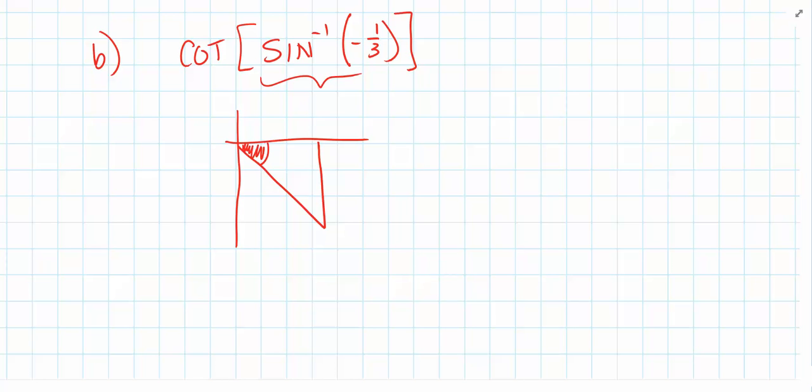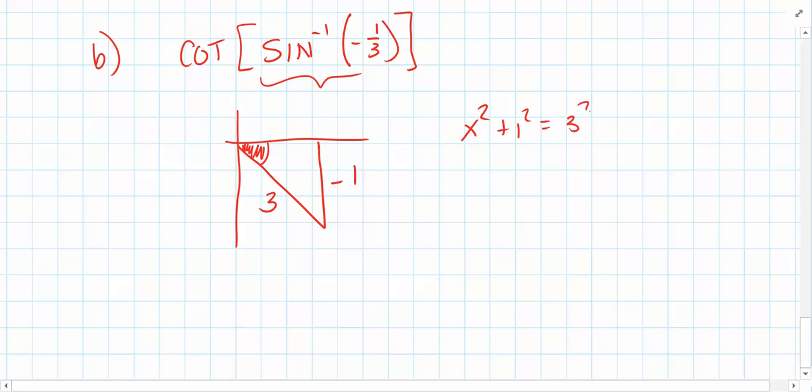All right. Tell me where the 1 goes. Tell me where the 3 goes. This is the opposite, -1. Good. 3 is the hypotenuse. It's always positive. So therefore, what's the leftover piece? X squared plus 1 squared equals 3 squared. X equals square root of 8, so 2 rad 2. So this is 2 rad 2.